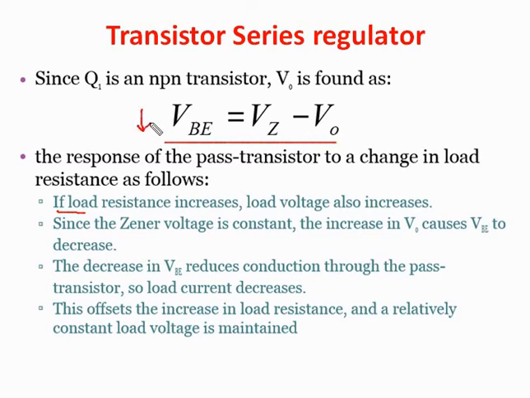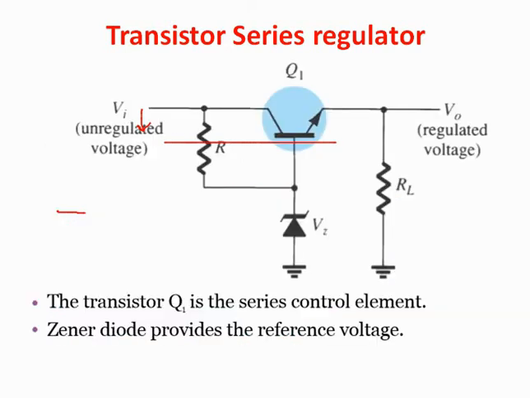will decrease, so we get a lower value of VB across this, which will reduce this current, collector current IC. Because the base current is reduced, the collector current IC is also reduced, because IC is equal to beta IB. As base current is reduced, collector current is also reduced.